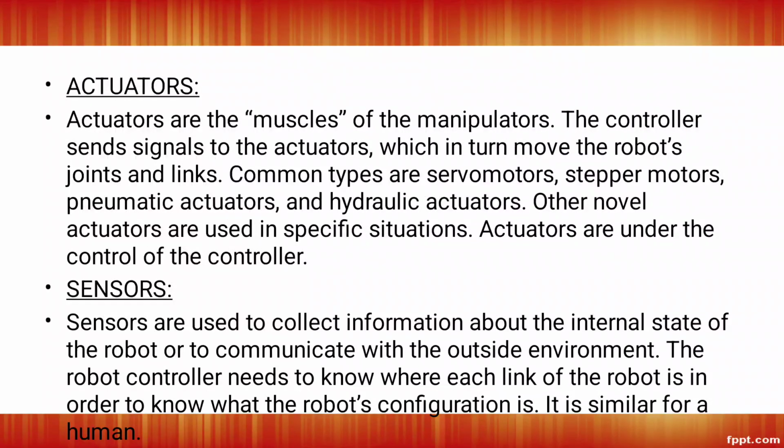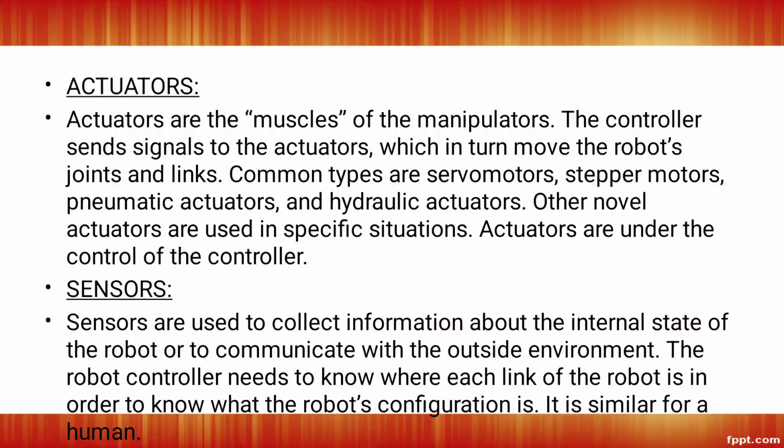Next are actuators. We get some electrical pulses from the signal, so we have to convert them into action or motion. For that we use actuators. Actuators are the muscles of the manipulator. The controller sends signals to actuators, which in turn move the robot's joints and links. Common types of actuators are servo motors, stepper motors, pneumatic actuators and hydraulic actuators. Other novel actuators are used in specific situations. Actuators are under the control of the controller.